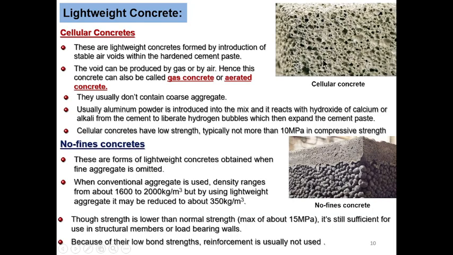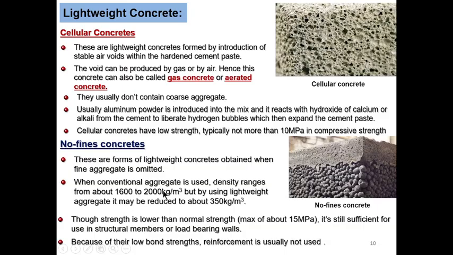So you can see an example of a cellular concrete. They have a lot of voids, just fine aggregate and lots of voids in the hardened cement base. The last one is no-fines concrete, the last type of lightweight concrete. These are forms of lightweight concrete obtained when fine aggregate is omitted. That means it's just the hardened cement base and coarse aggregate.